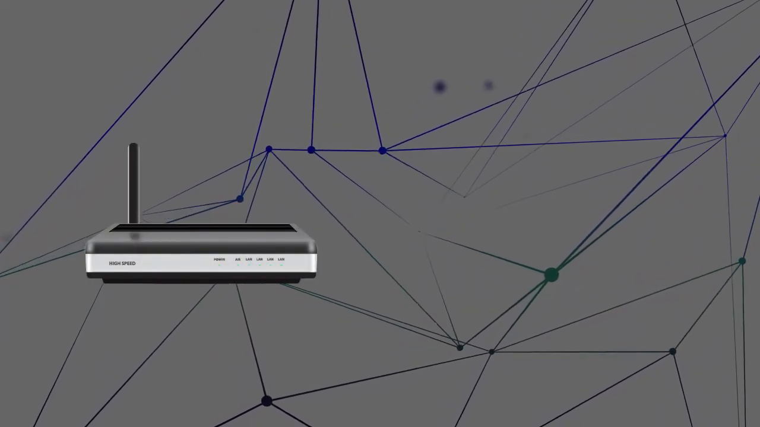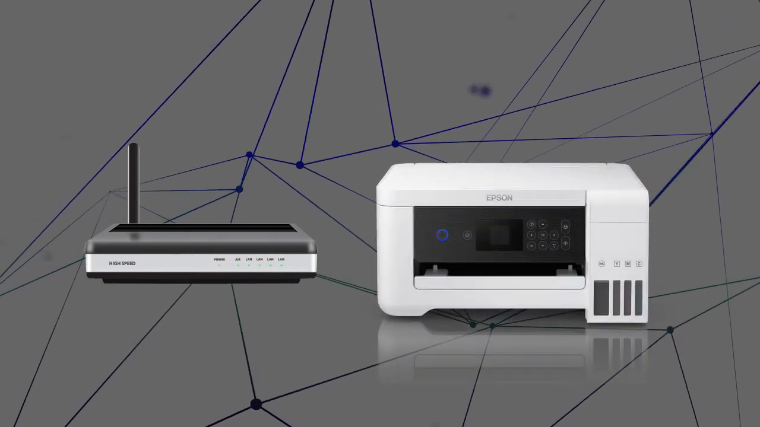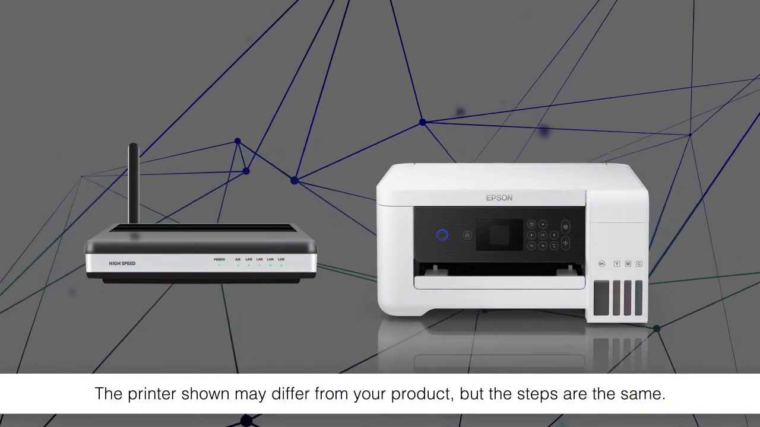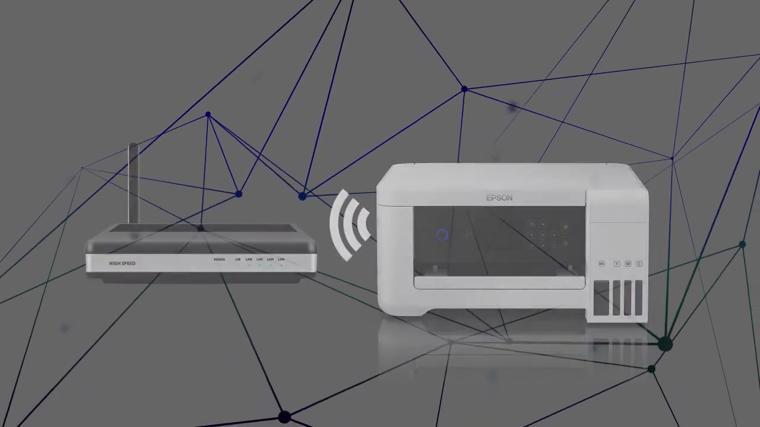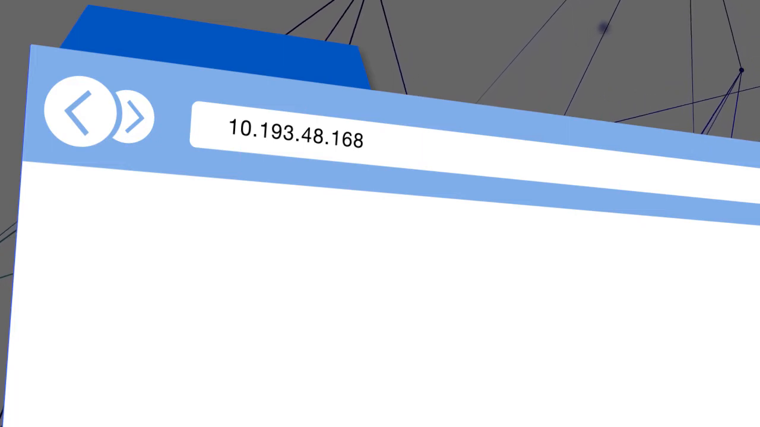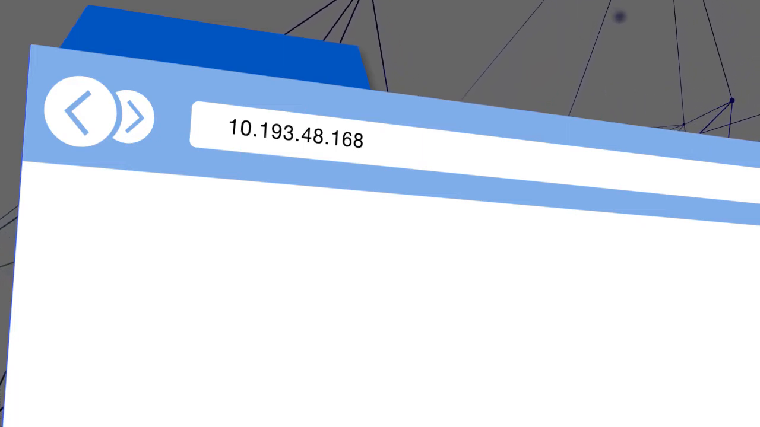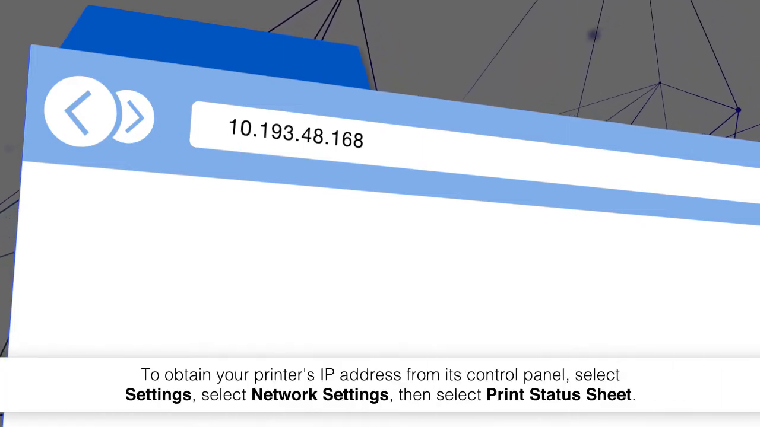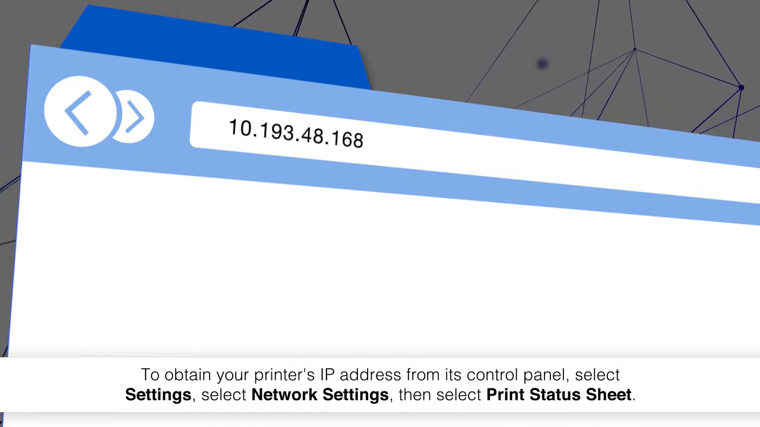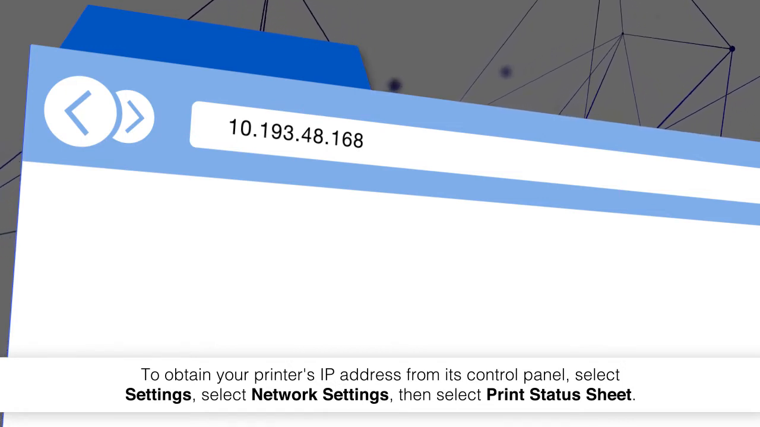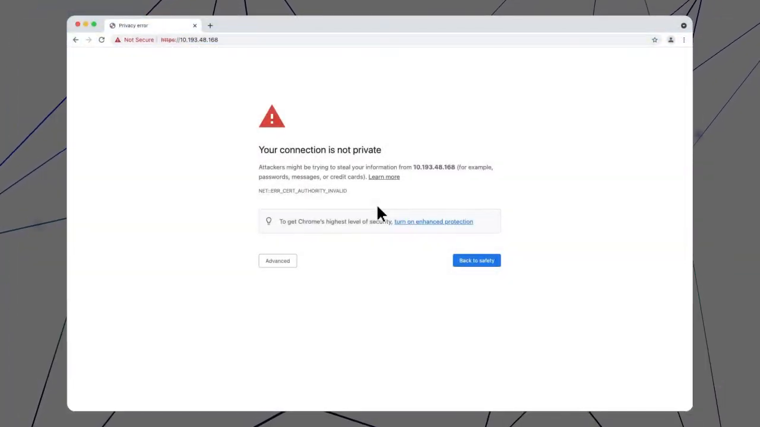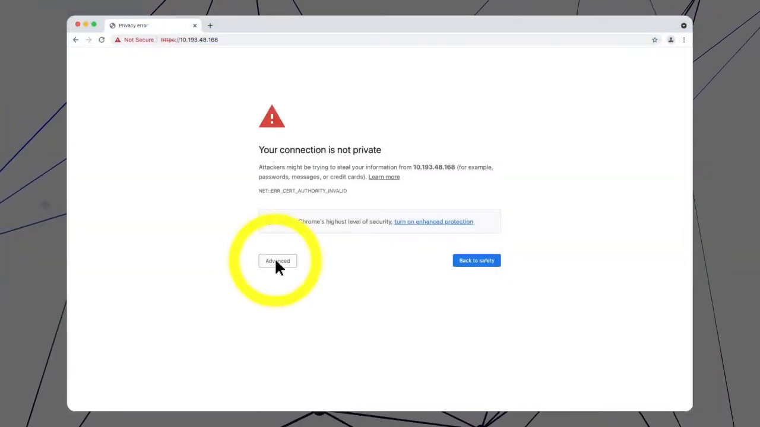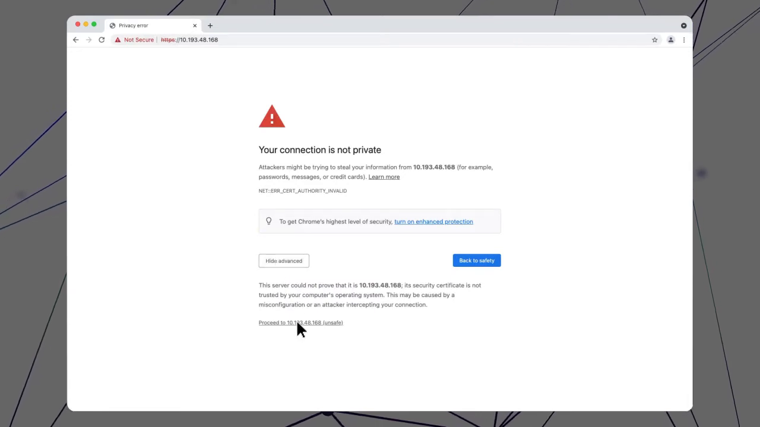Determine the static IP address you want to use for the product. After you connect your product to the network, enter your printer's current IP address in a web browser to access the printer's web config page. If necessary, click Details or Advanced, then select the option to continue.